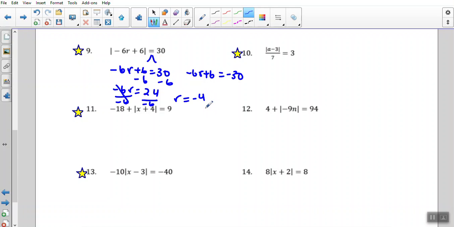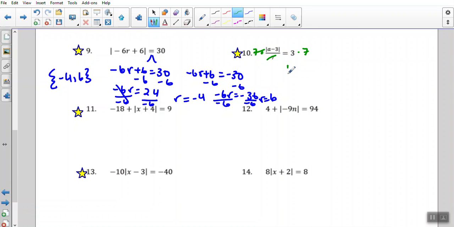R equals negative 4, and then on this side R equals positive 6. So the set notation for this is negative 4 and 6. These are my two solutions. This one, if you notice that my 7 is being divided, so I have to multiply both sides by 7 in order to get rid of it.